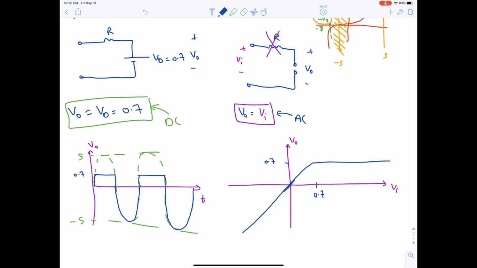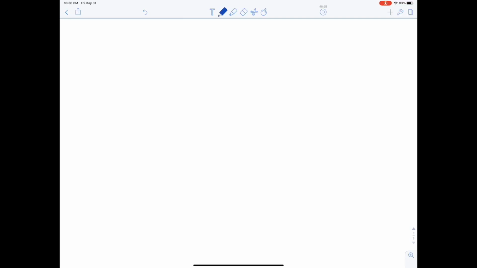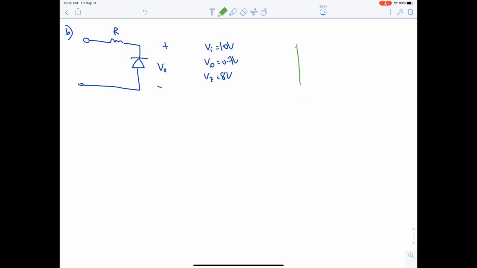Okay? Let's take another example. Say this is part B: R, diode, V output. VI is 10 volt, VD is 0.7 volt, VZ is 8 volts. Okay?